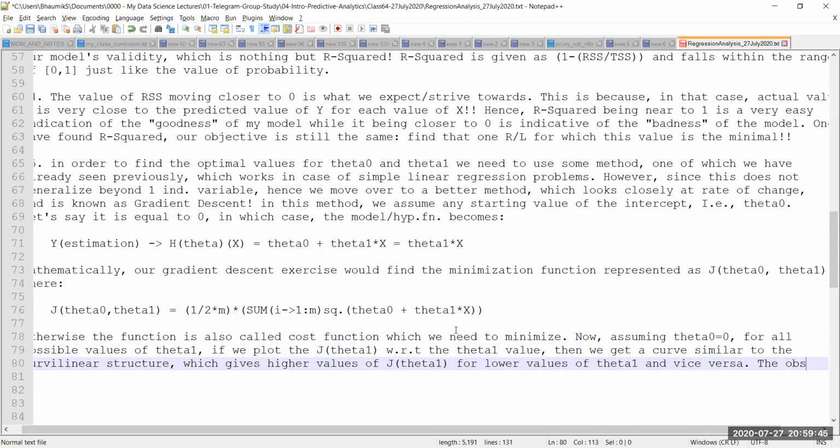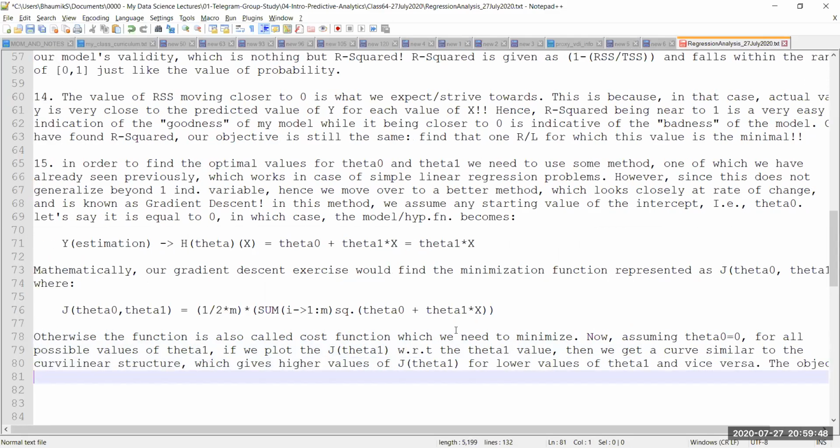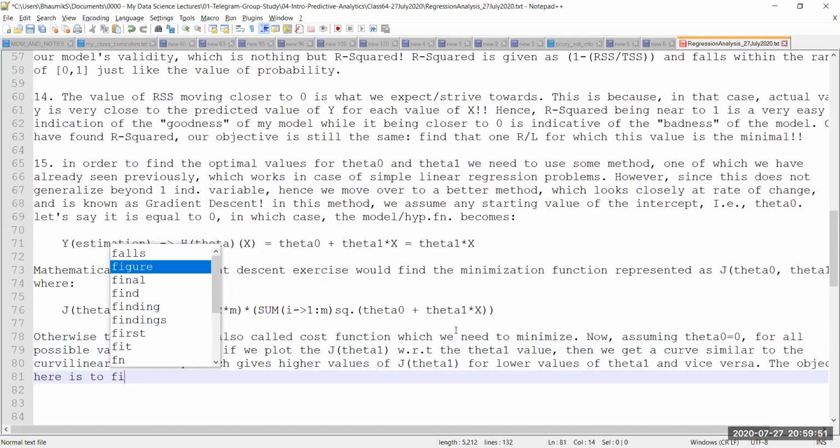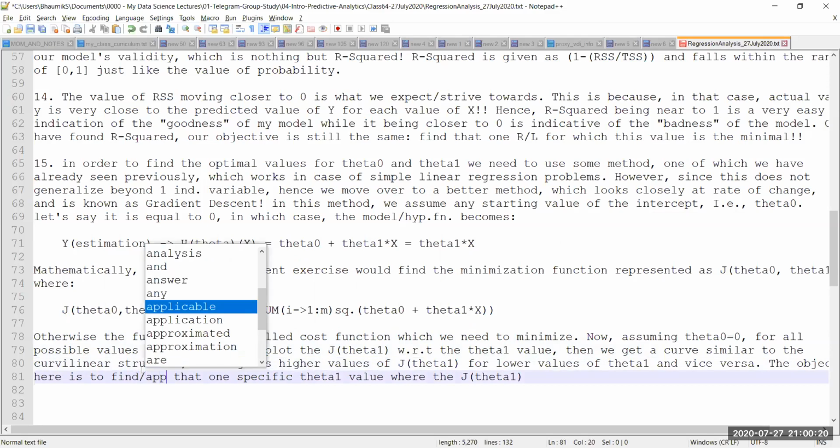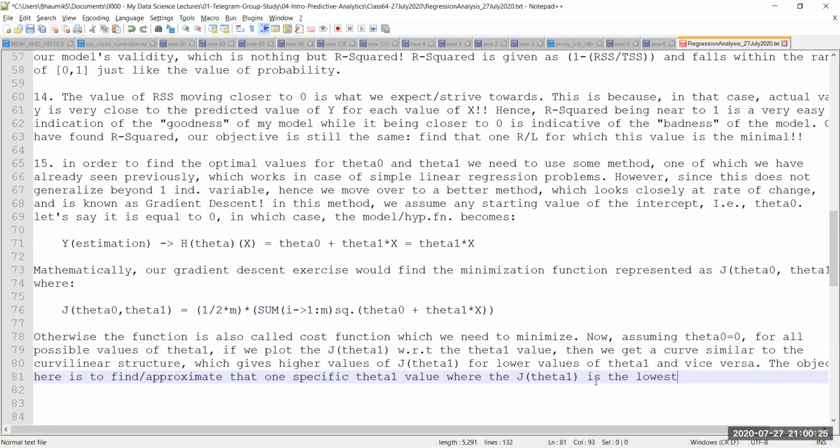The objective here is to find that one specific theta 1 value where the cost function J of theta, because theta becomes a combination of theta 0 and theta 1, is the lowest. So I can say: find or approximate that one specific theta 1 value where J of theta is the lowest in the given context.